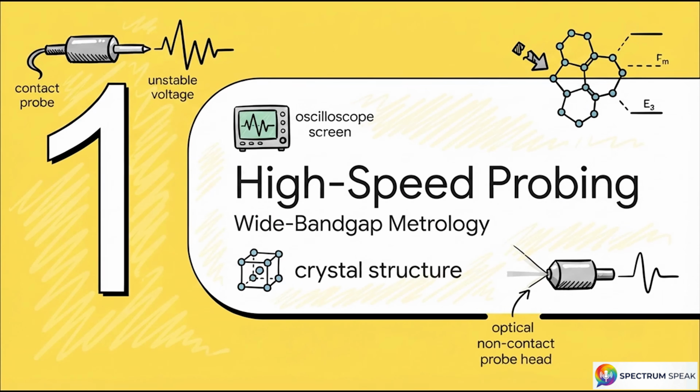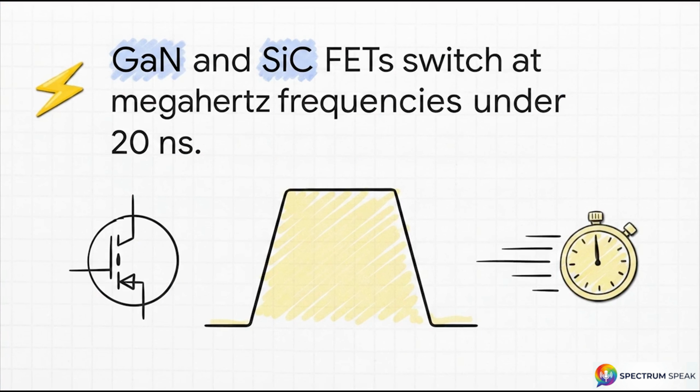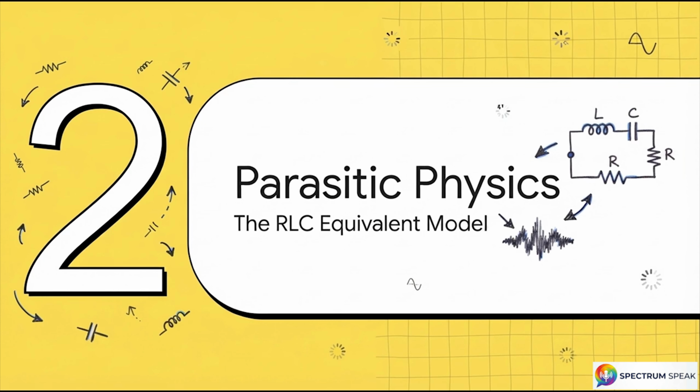We have to talk about the wide bandgap metrology challenges, because the game has totally changed. The introduction of gallium nitride and silicon carbide devices has radically transformed power electronics. We're talking about devices that operate with incredibly fast transition times, literally under a blistering 20 nanoseconds, and they switch at megahertz frequencies. This generates extreme rates of change in both voltage and current. The massive problem here is that this kind of speed completely exposes the physical and electrical limitations of your traditional silicon-era measurement tools.